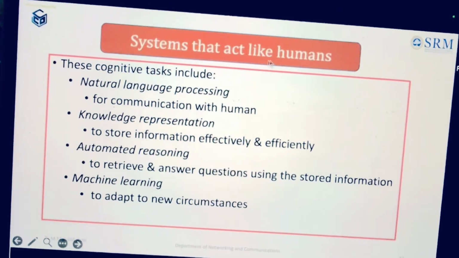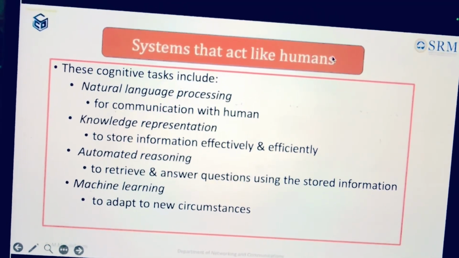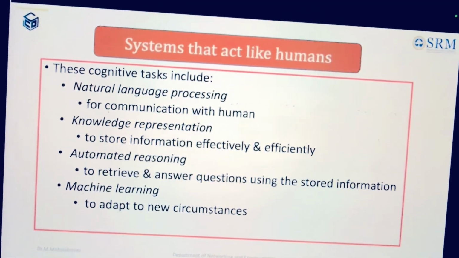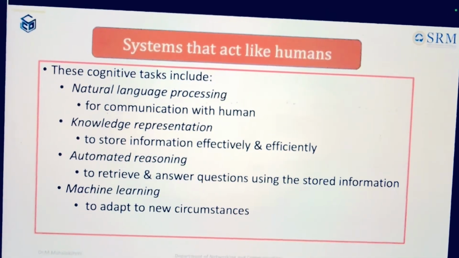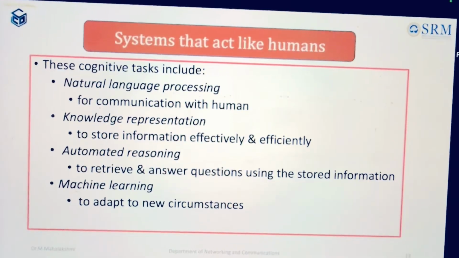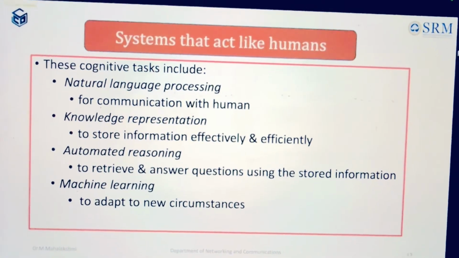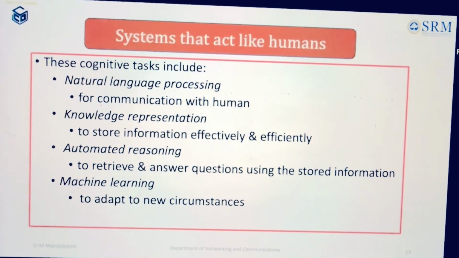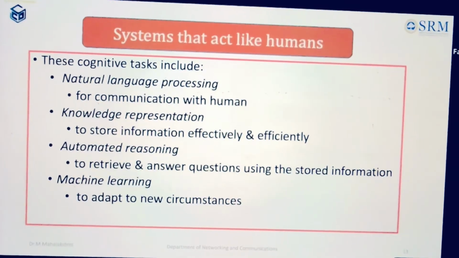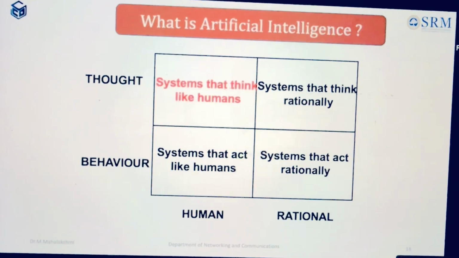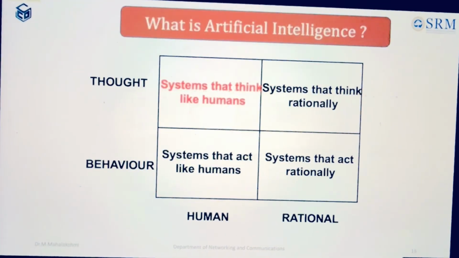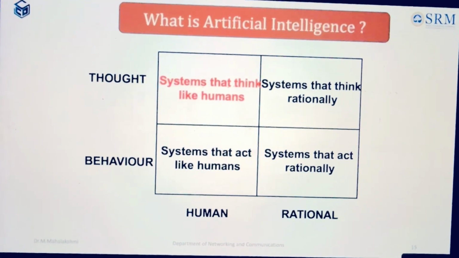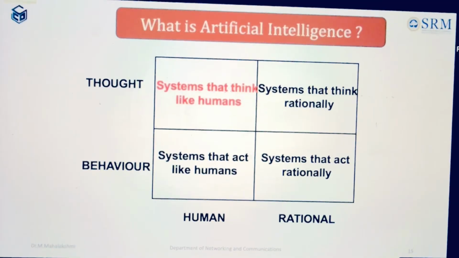What we said is that this system should act like humans. Acting like a human means they are not only thinking, they also should act like humans. In order for AI to act like a human, what we have to do is that acting like a human was done through the Turing test, right?